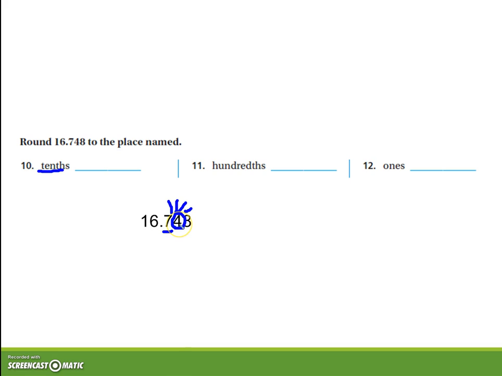And 4 is 4 or less. Since this is 4 or less, this 7 stays at rest. So I let it rest. So the 16 and the decimal is before that, and then the 4 and 8 become zeros. So that's 16.7, and I don't actually need to put these zeros here. It doesn't change anything about it. So I'm going to just leave it the way it is. Make this a little bigger.